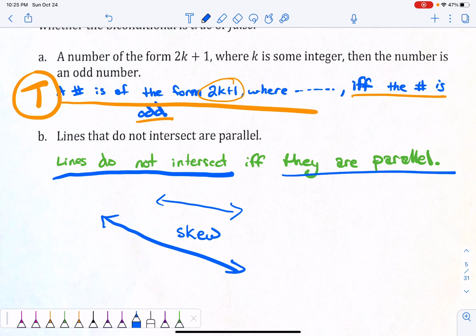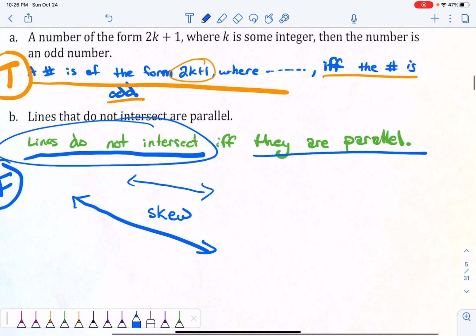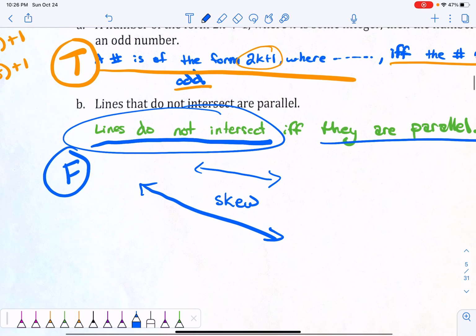I'm trying to do the motion with my hands, but you can't see my hands. So stick one arm out in front of you and put the other one over top of your arm, and that's what skew lines would look like. Okay, so they're not intersecting at all, but they're not parallel either. So that statement is false, because in one direction, yeah, if they're parallel, they don't intersect. But if they don't intersect, that doesn't necessarily mean that they're parallel.